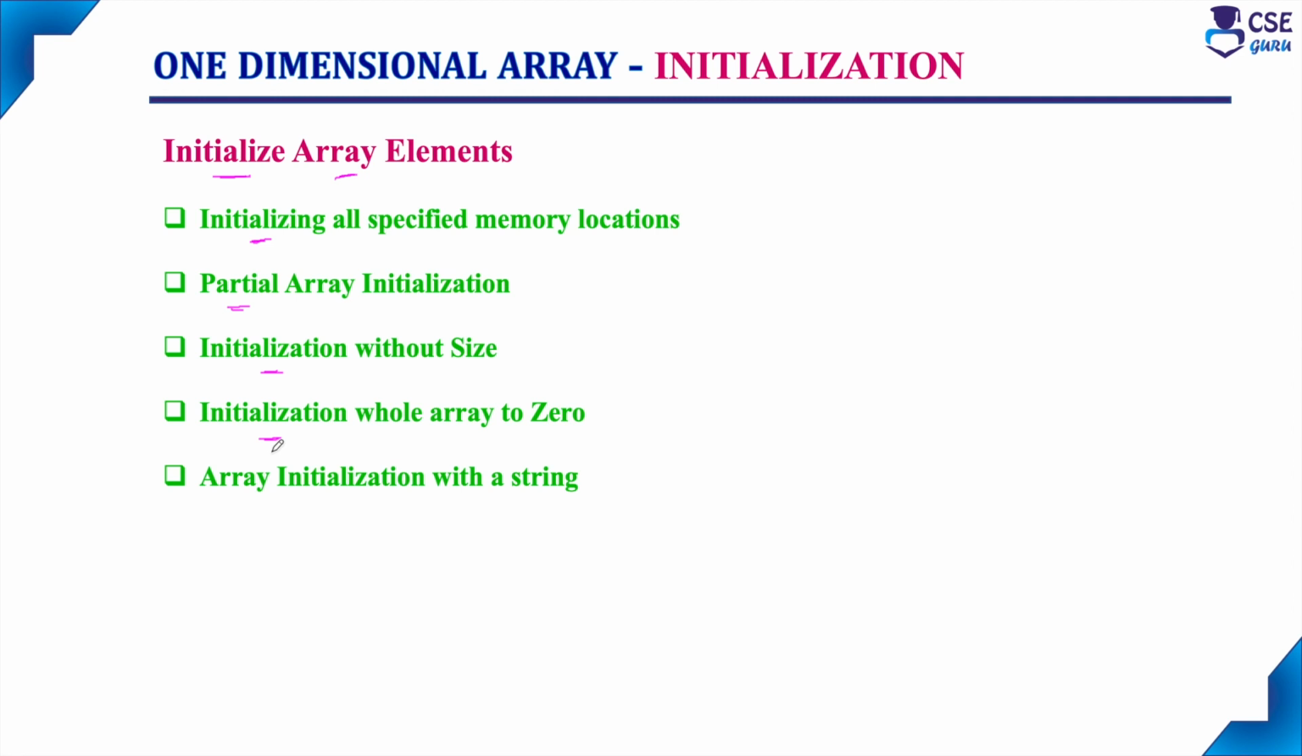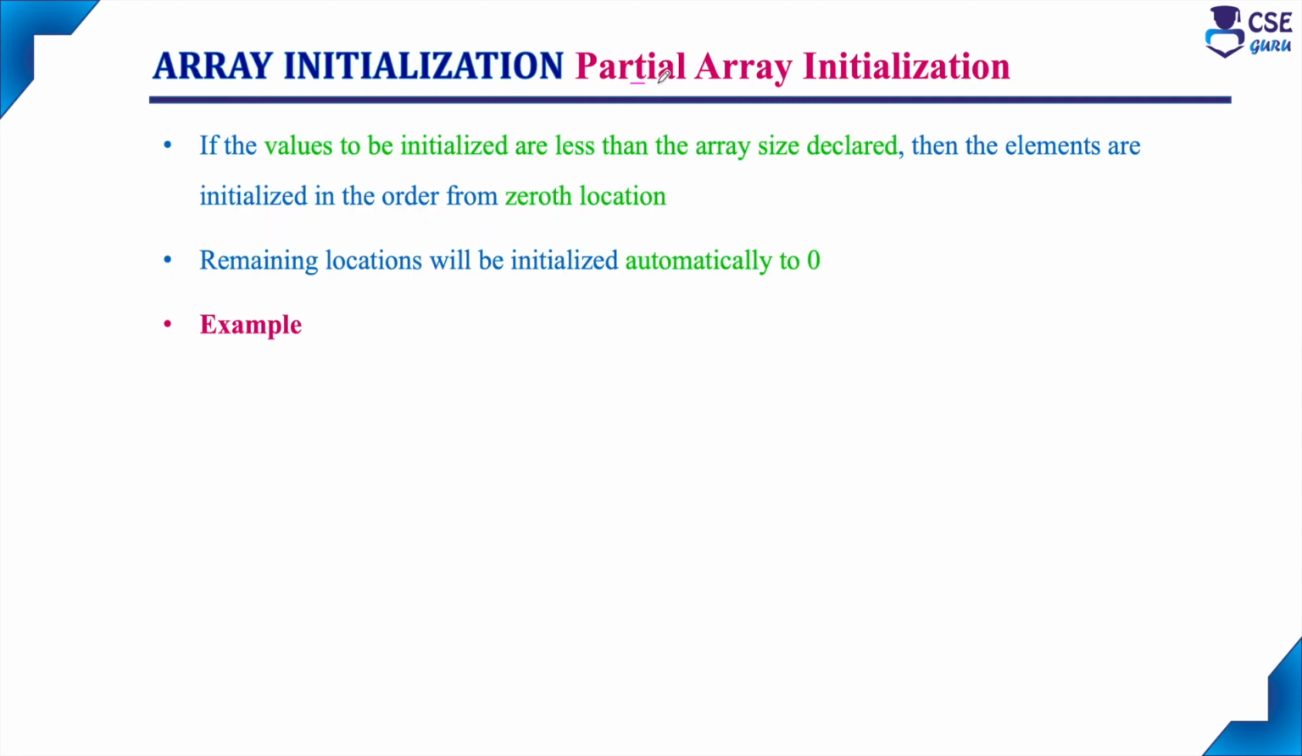Next method is partial array initialization. So if the values to be initialized are less than the declared array size. Suppose you have declared the array A of size 5, but you have given only 3 values. Totally we have allocated 5 memory spaces, but we have entered only 3 values. Then the elements will be initialized in order from the 0th location.